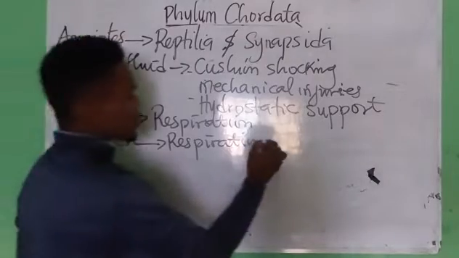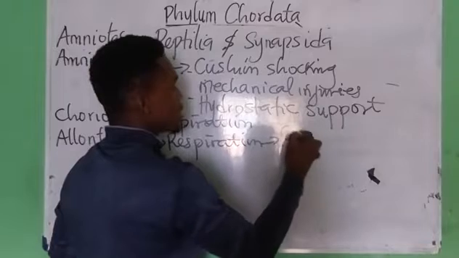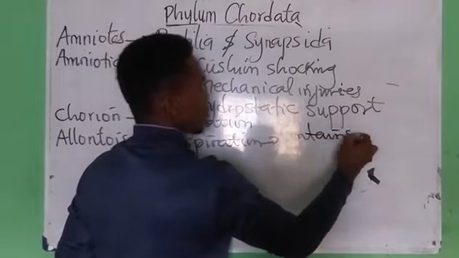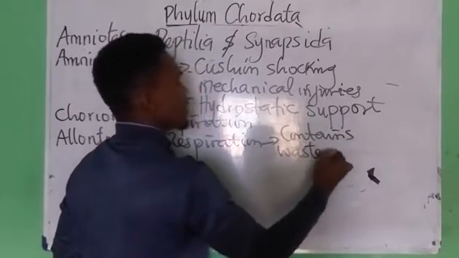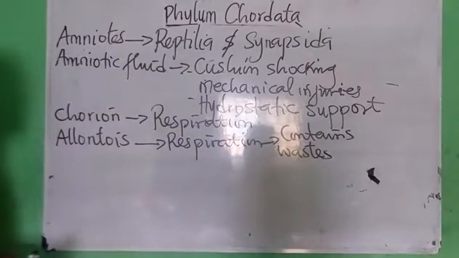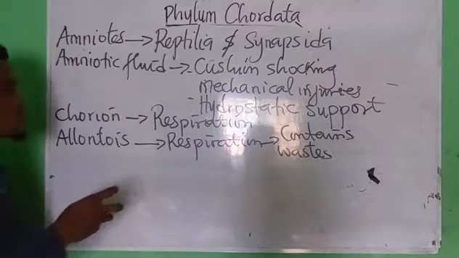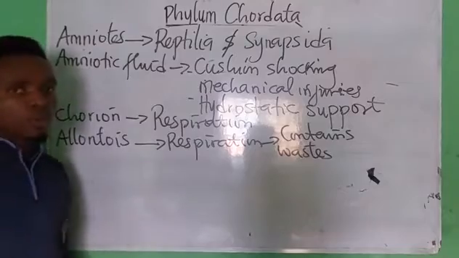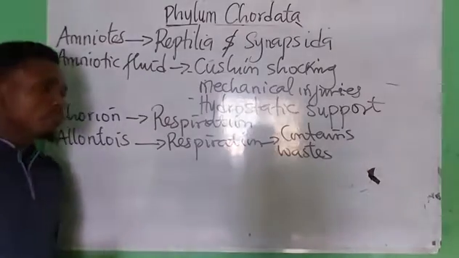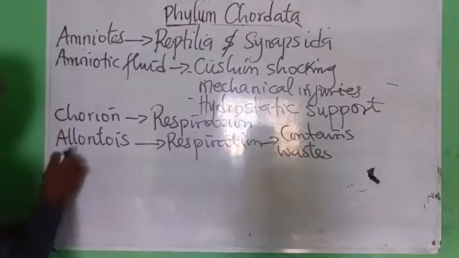The allantois also contains waste, which means that it's also important because it carries out excretion. It carries the waste products of the fetus from the body into the body of the mother, and the mother on her own passes it out to the external world. So please take note of that.